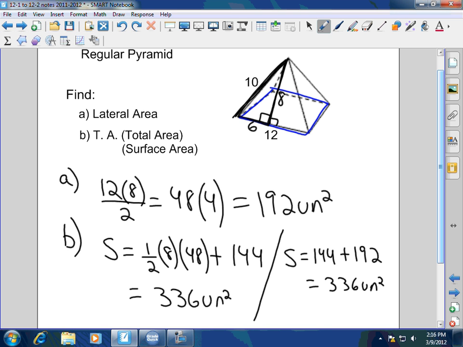Now, if they already give you the slant height and they give you the side, don't worry about finding the lateral area. Just go ahead and plug it into this formula if it's a regular pyramid. You with me? Now, let me show you what a non-regular pyramid is. And I think you'll like this. I animated this, so bear with me, okay?